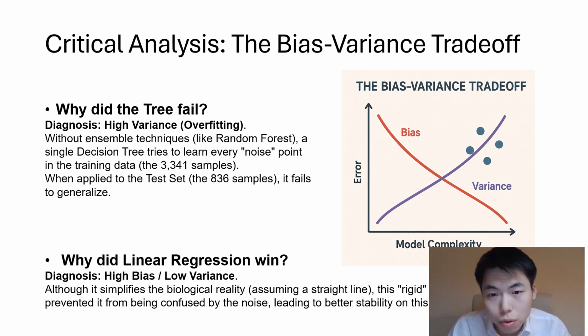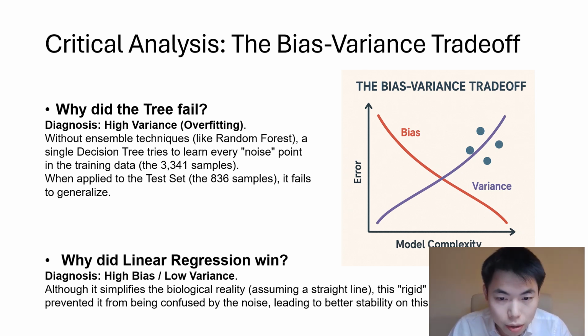This brings us to the most important concept of this presentation, the bias-variance trade-off. The failure of the decision tree is a classic case of high variance, or overfitting, because I used a single decision tree without limiting its depth. It tried to learn every single detail and noisy point in the training dataset, and it memorized the training set perfectly, but failed to generalize to the new test data.